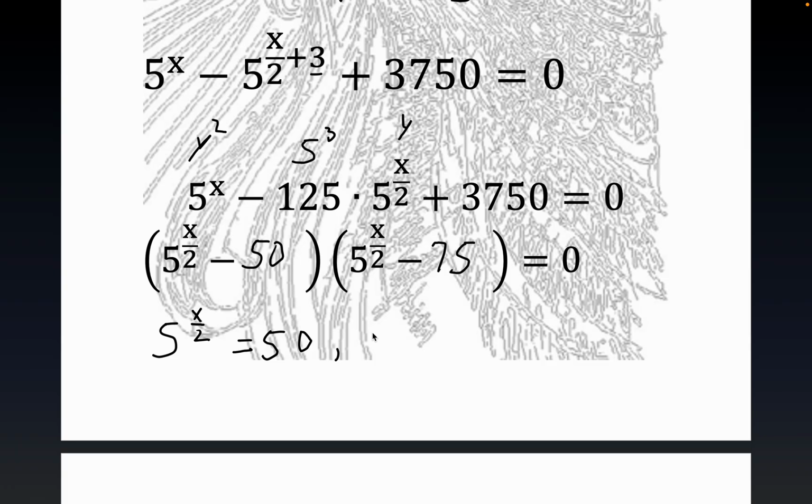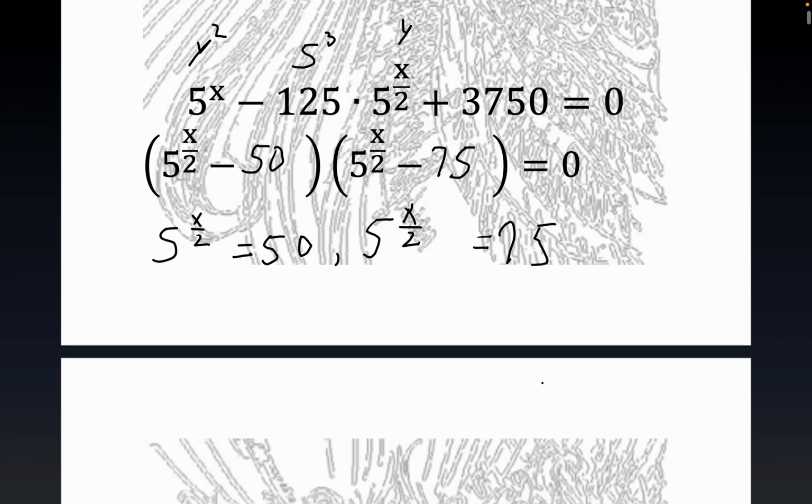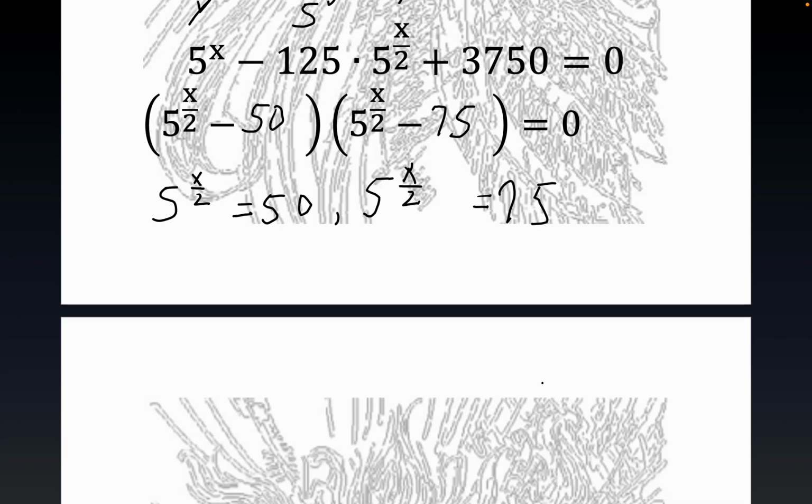And similarly, on the other side, you'd have 5 to the x over 2 is equal to 75. Now, this isn't good enough for an answer. We've made some progress, but we need to get x isolated somehow or another. And the way to do that is to take the log base 5 of both sides. If you take the log base 5 of this, you just get x over 2.